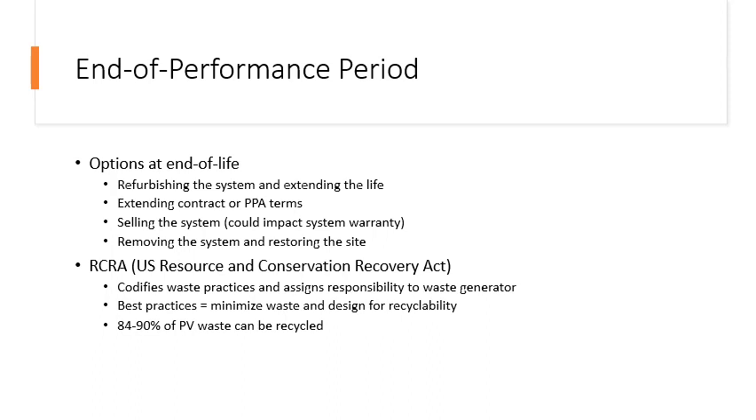And then also RCRA, the U.S. Resource Conservation and Recovery Act. This codifies waste practices and assigns responsibility to the waste generator, and this goes far beyond PV systems. This is what pretty much all industrial sites across the U.S. are using to define their recycling and reuse and waste practices. So best practices minimize waste and design for recyclability. That's what this act is designed to promote across the industry. And it's also important to note that 84 to 90% of PV waste can be recycled. We'll look at an example of that here in a second.